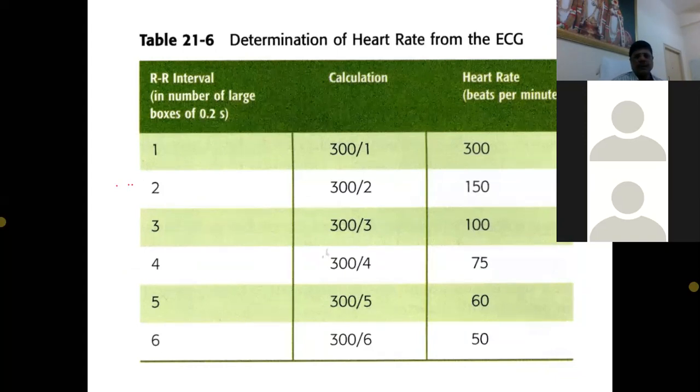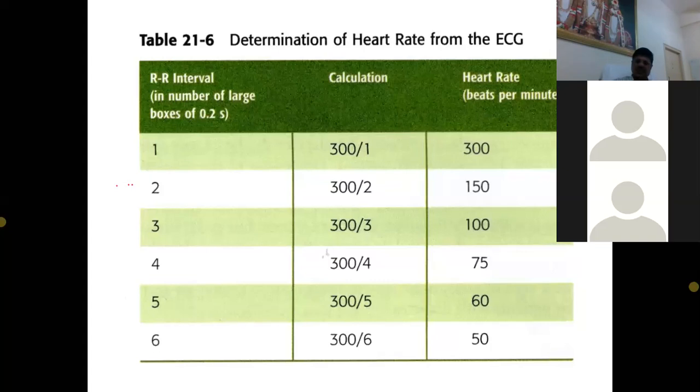So, how to calculate the heart rate? The heart rate can be calculated in a simple way. You look at the number of large boxes between two RR intervals. If the number of large boxes between two RR intervals is 1, then the heart rate will be 300. If it is 2, then 300 by 2 will be 150, and so on.